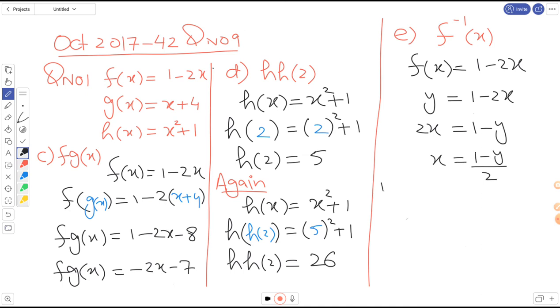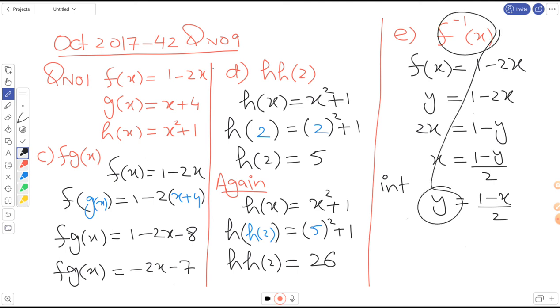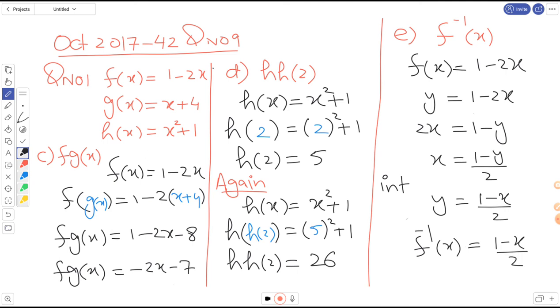Now I'm going to interchange. Interchanging means x becomes y and y becomes x. You can see this x turned to be y, and this y turned to be x. I think it's a very clear plan. Now this is my final answer. Remove y and write f inverse. So this is my answer.